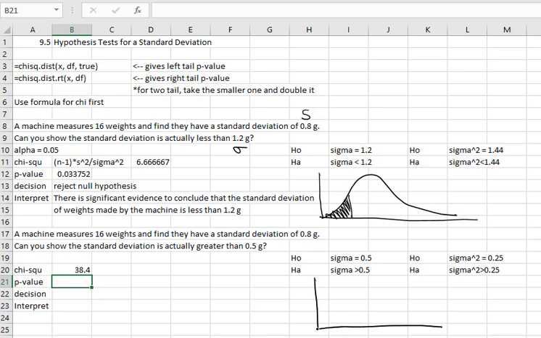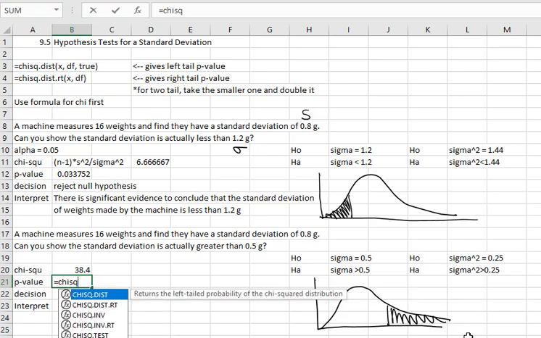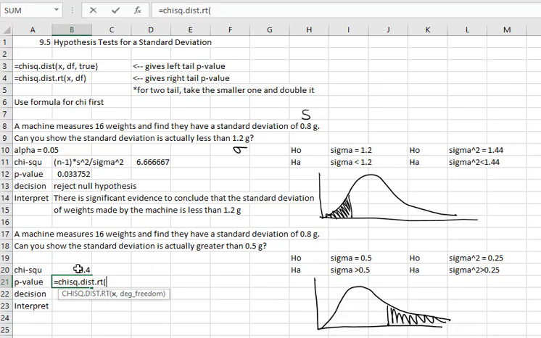Again, if I draw a picture, chi-squared starts at 0, comes up and levels off to the right. We want to show that the sigma is greater than 0.5, which means we actually have a right tail. So we'll use the right tail chi-squared command. Equals CHISQ.DIST.RT, open a parentheses, select our chi-squared, comma, the number of degrees of freedom is 1 less than the sample size. There were 16 weights, so 15 is the degrees of freedom. And when I hit enter, we find our p-value is 0.000787.